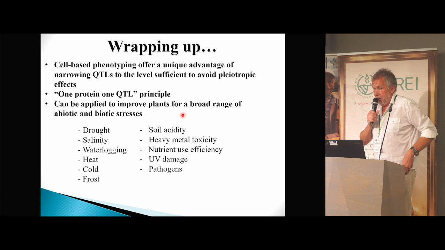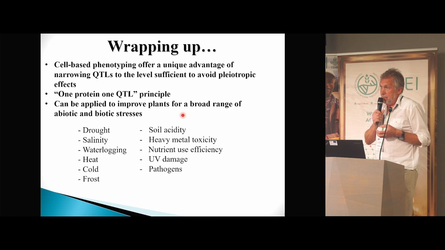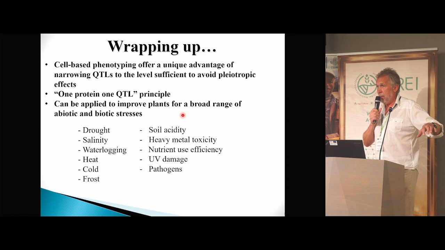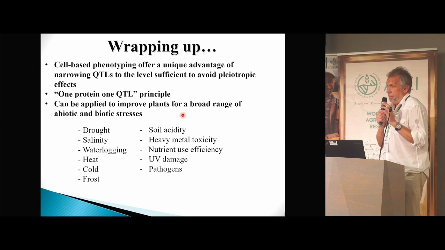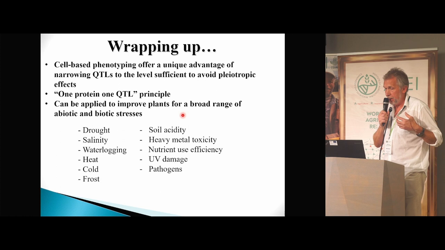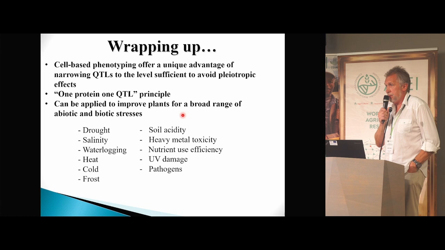I believe that the cell-based phenotyping offers a significant advantage to the whole plant screening. You can start with the whole plant phenotyping and pick up a variety which is better, but you cannot explain why it's doing better. If you compare contrasting ones and go down to the cellular level, you can narrow QTLs, you can avoid pleiotropic effects, and you'll have, in an ideal situation, just one QTL for one protein which operates in that particular tissue. So it allows you to really go for this one QTL, one protein principle, which is theoretically impossible in complex stresses such as salinity or hypoxia or drought stress.